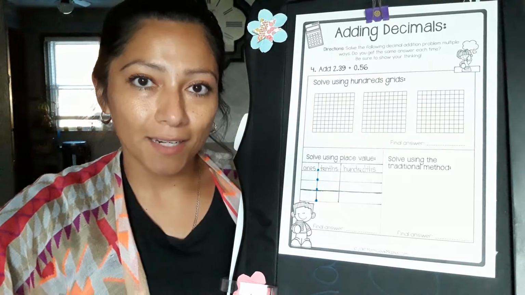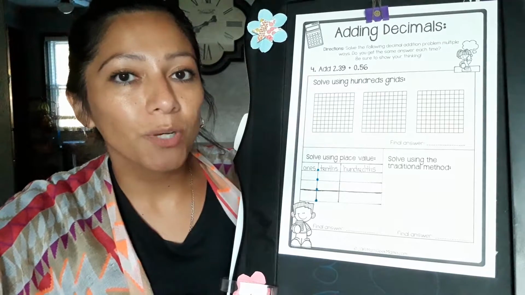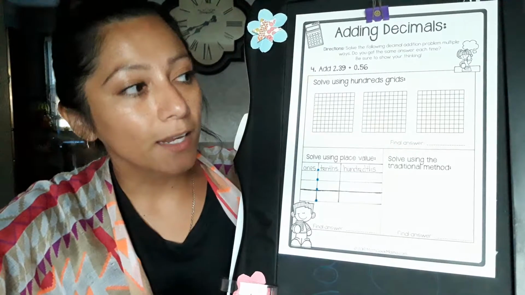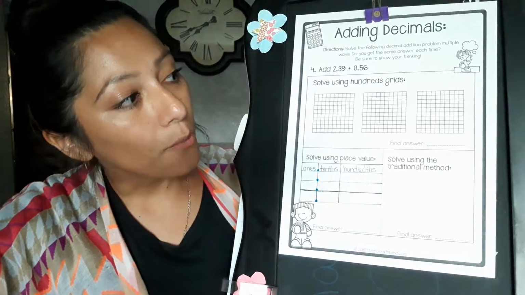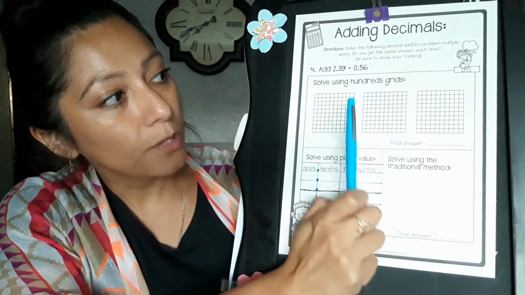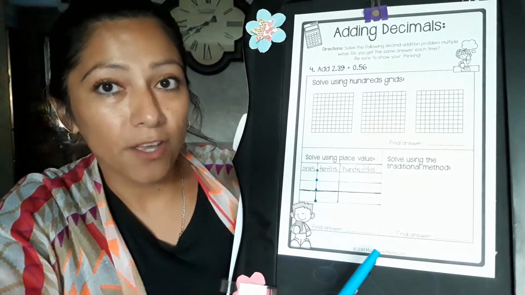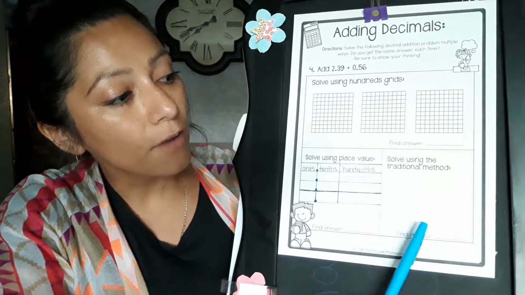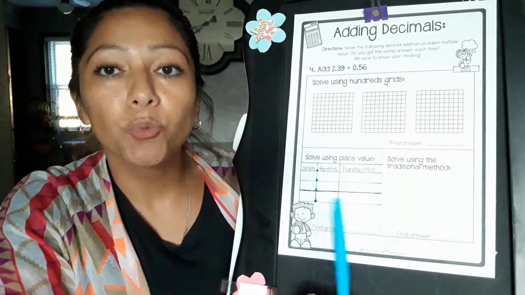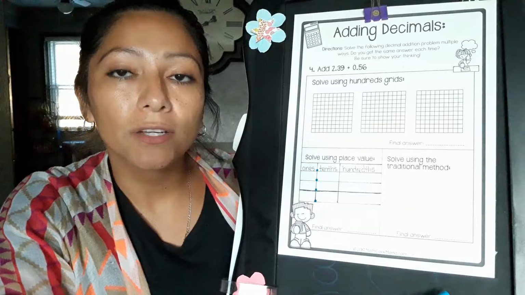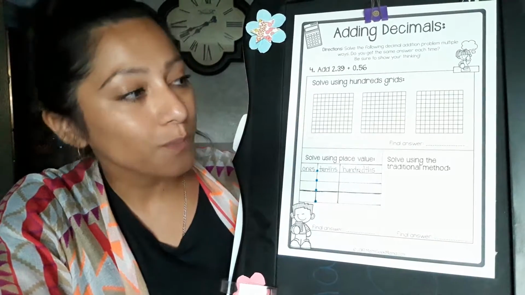Today we're going to be adding decimals. So I want to teach you 3 different methods that will help us to add decimals. We have a hundreds grid, we have a place value chart, and then our final one is our traditional method. These are 3 very effective ways that are going to help us to add our decimals.